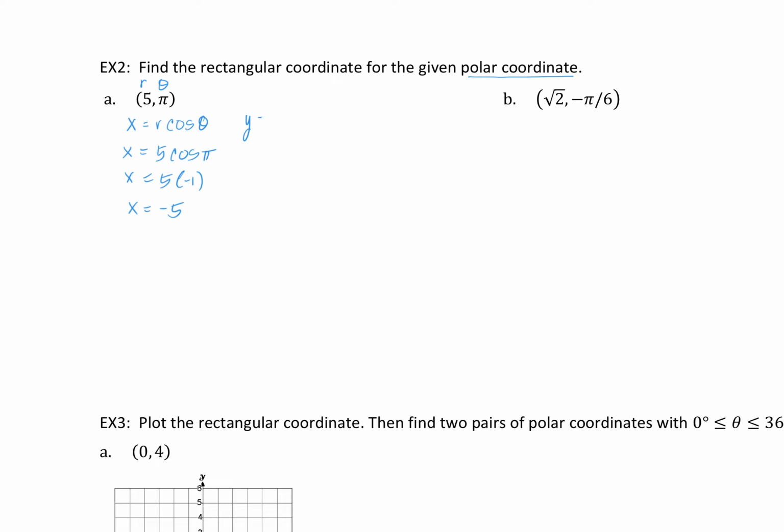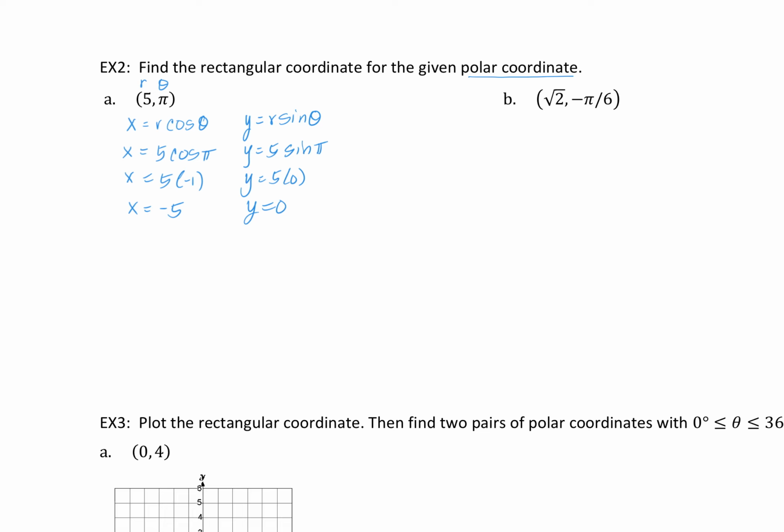And then my y value is going to be r sine of theta. So just plug in 5 for r, and then it's sine of pi. Sine of pi is just 0. So my y value is 0.